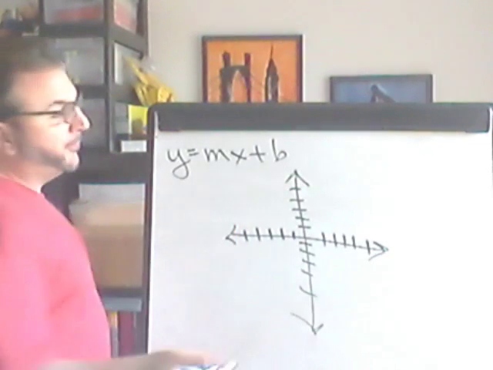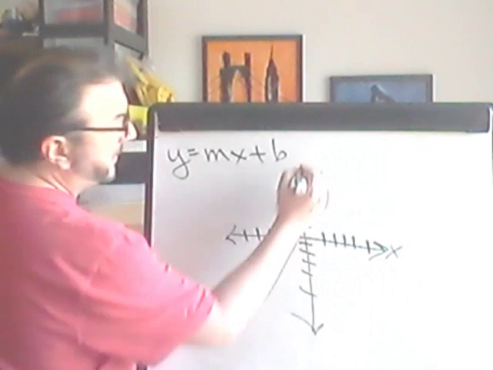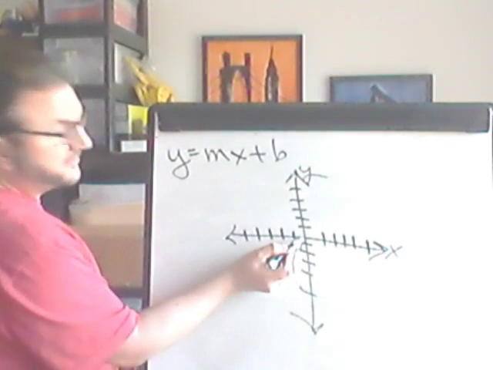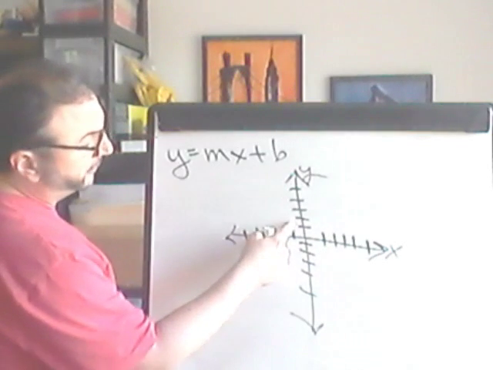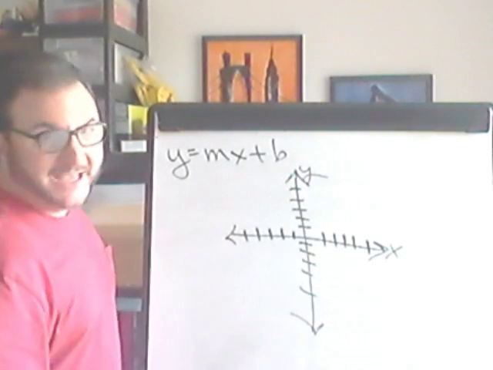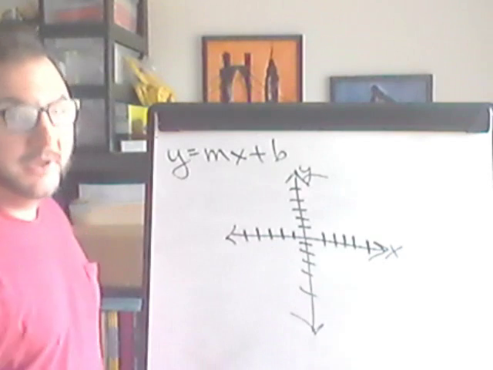I will explain some of the parts. You remember that this is the x-axis, this is the y-axis, this center point is the origin, which is 0, 0. You know that all the positive numbers are here, and all the negative numbers are here and here, right?